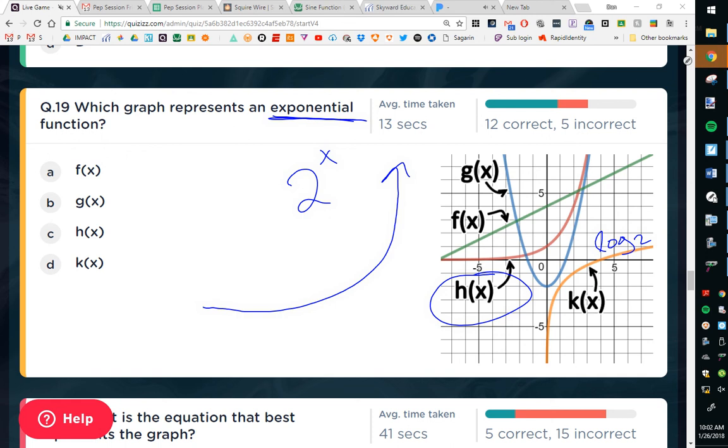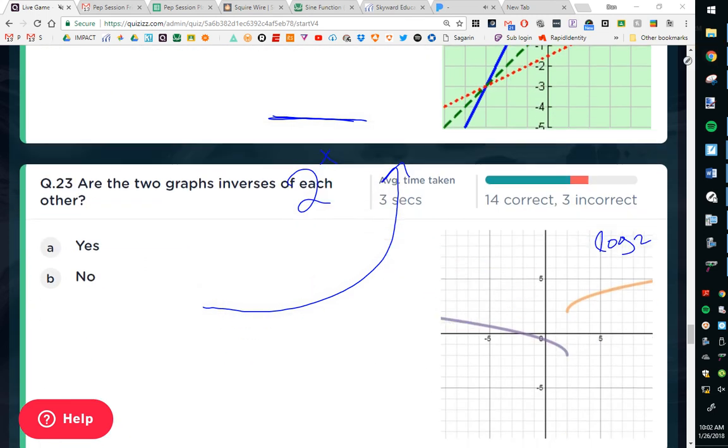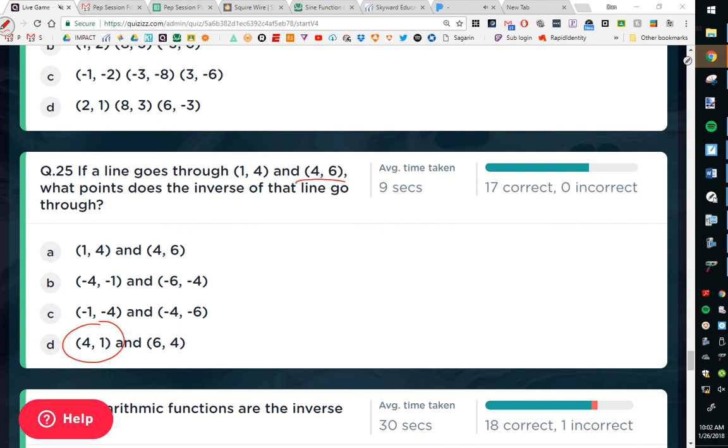Any others that you want me to do before you leave? 25. 2 minutes, just normal time. Number 25, you're finding the inverse. Remember, if you're finding an inverse, all you're doing is flipping them. So 1, 4 becomes 4, 1. And 4, 6 becomes 6, 4.